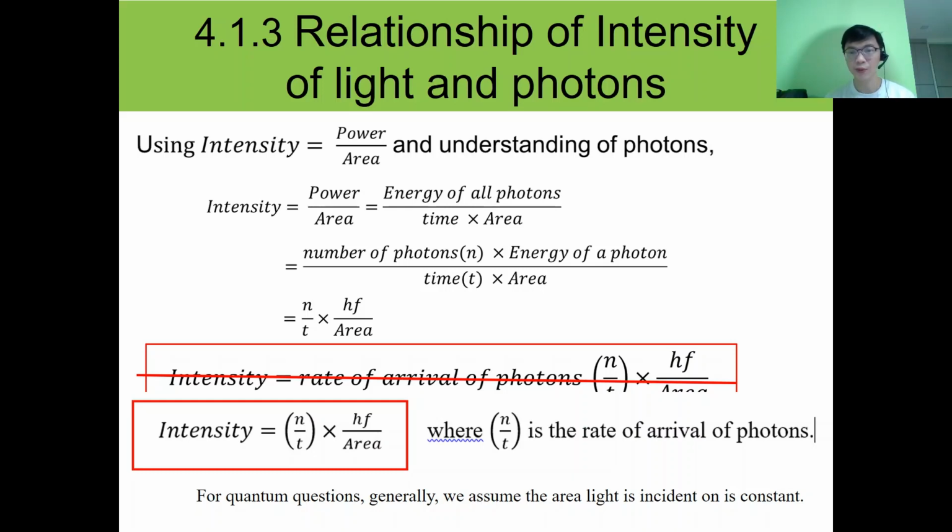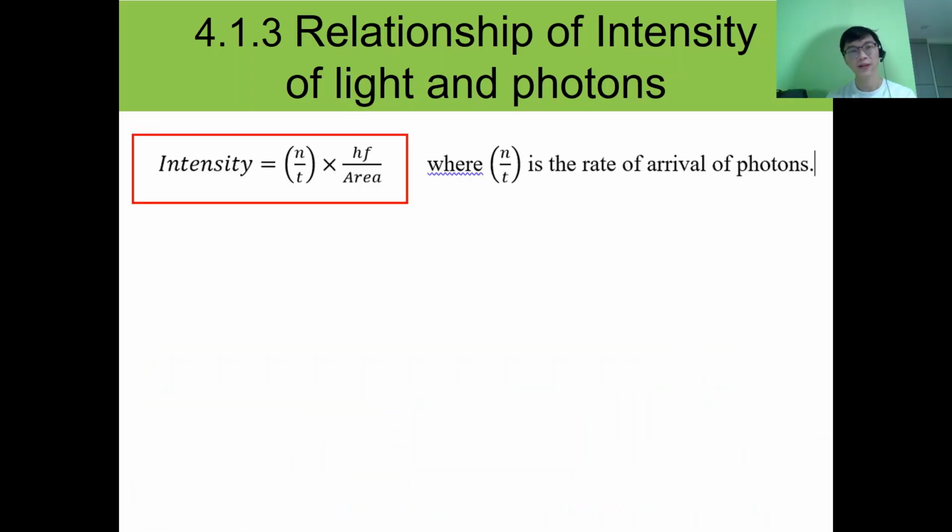Probably some typos over there, but not a big issue. It's just a rearrangement. Lastly, for quantum questions, generally you assume that the area of light that is incident is constant. We just assume that. If not, this would be a troublesome thing to think about. In my years of teaching, I've not yet seen a question that used area, not from A levels.